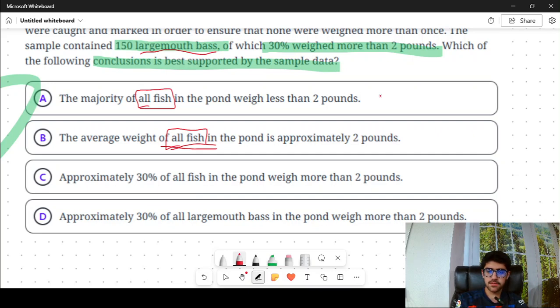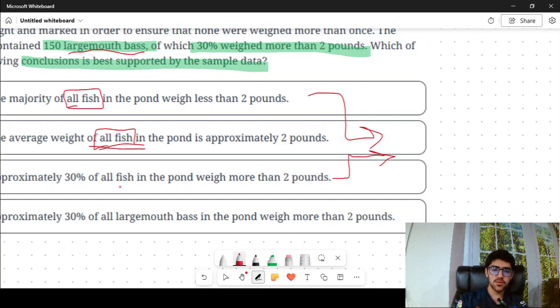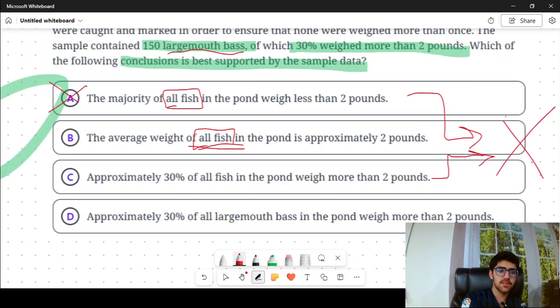And also something else to see on the SAT: if two answers basically mean the same thing, you know that neither of them is right. This one says that the majority of all fish in the pond weigh less than 2 pounds. This one says 30% of all fish in the pond weigh more than 2 pounds. One is looking at less than 2 pounds, one is looking at more than 2 pounds. Because of that, you know that they're both wrong because they're both inferring the same thing. If approximately 30% of all fish in the pond weigh more than 2 pounds, that means approximately 70% weigh less than 2 pounds, which is the majority.